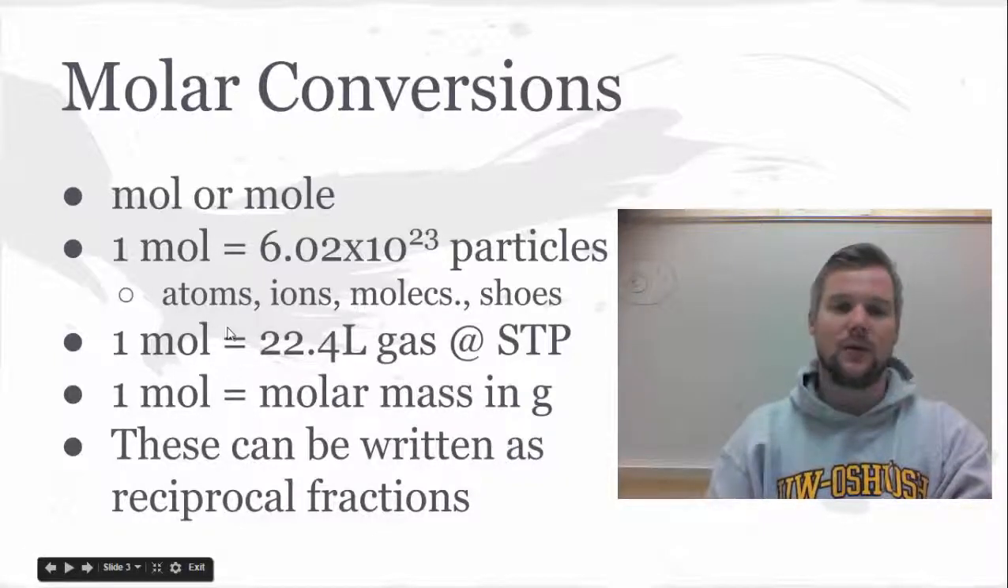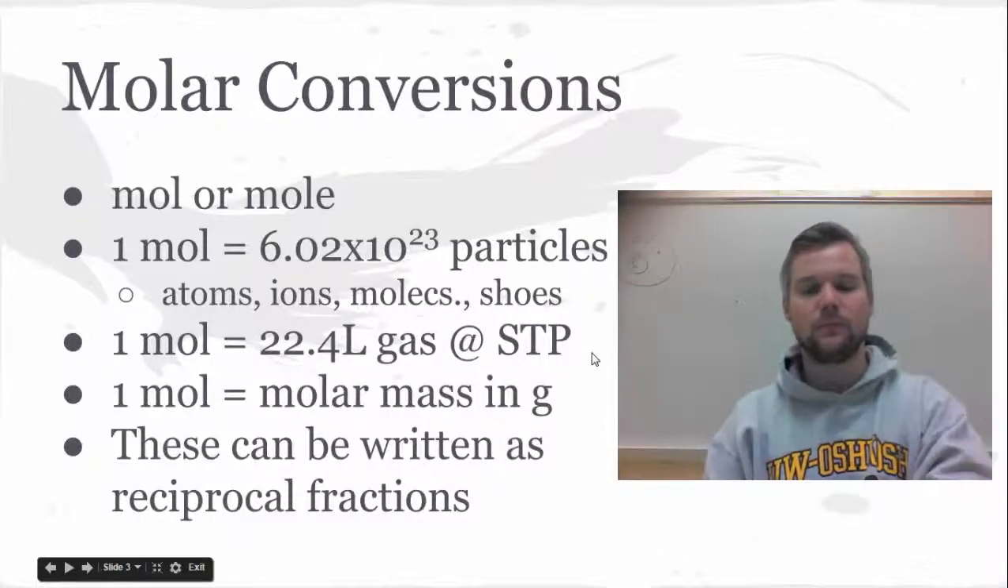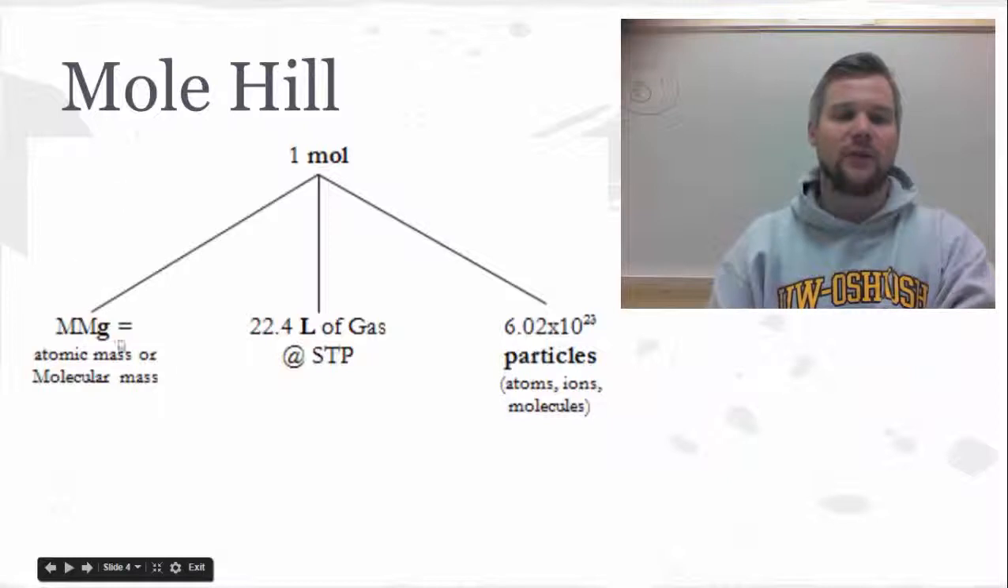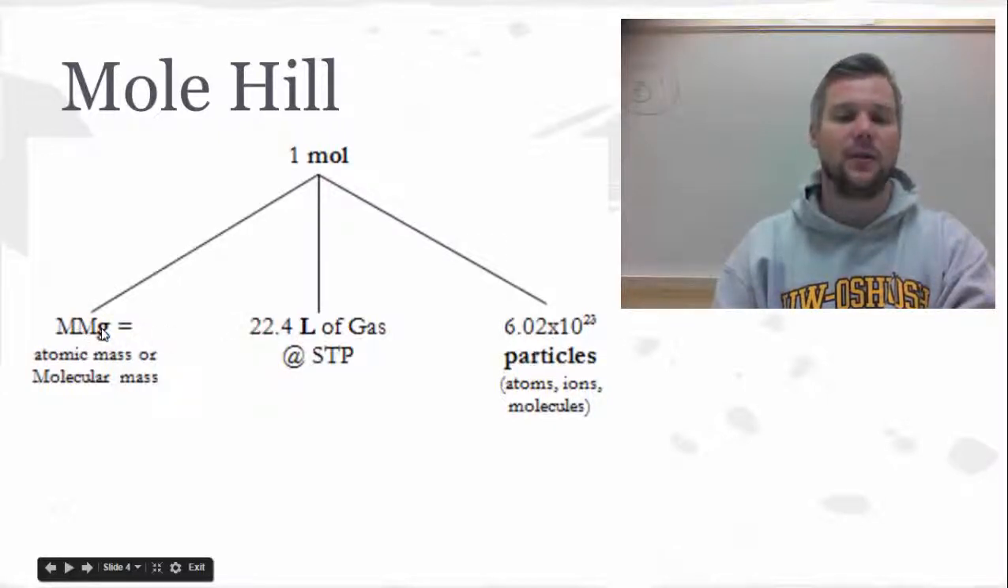All of these equivalent statements can be used to write reciprocal fractions as conversion factors, just like we did when we learned factor label method. Another way to graphically look at those same facts that we just looked at is something called molehill, where 1 mole is at the top, and then there's 3 pathways to travel up and down molehill. Notice that you cannot travel from grams to liters directly. You need to instead go from grams up to moles, moles down to liters. And then if we're using molehill, each one of these lines would represent a line in our factor label grid setup. Same information, just a graphical way to understand those equivalent statements.